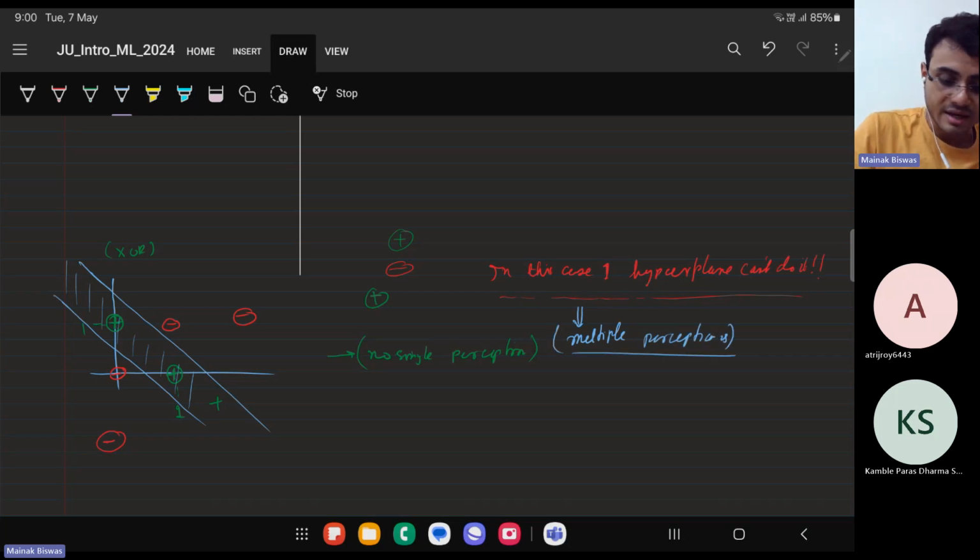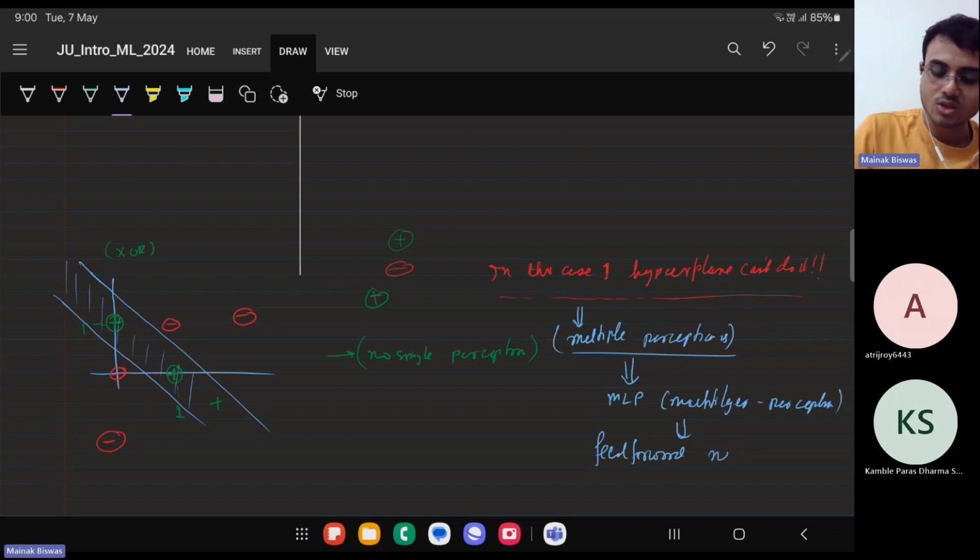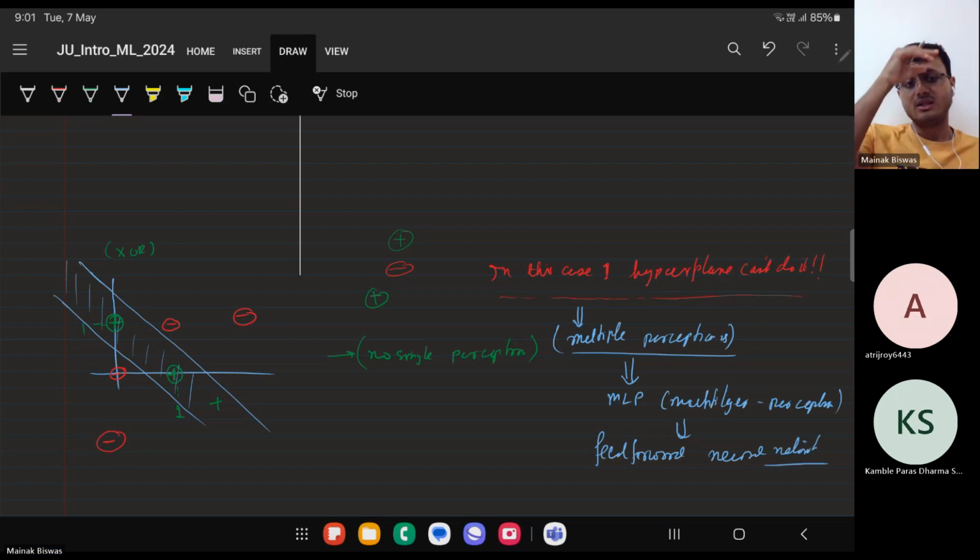Multiple perceptrons, and this is where MLPs come in, or multi-layered perceptrons, which is today in deep learning literature called a feed-forward neural network. But these foundations were all laid very, very early. It was laid in the 1950s, but people couldn't do successful things with this because you did not have compute, right?